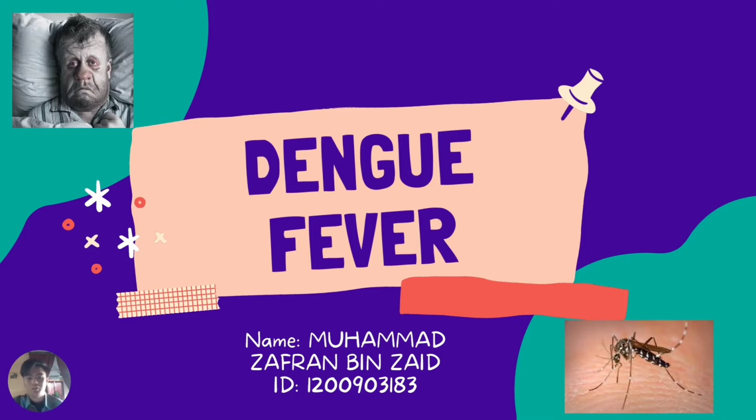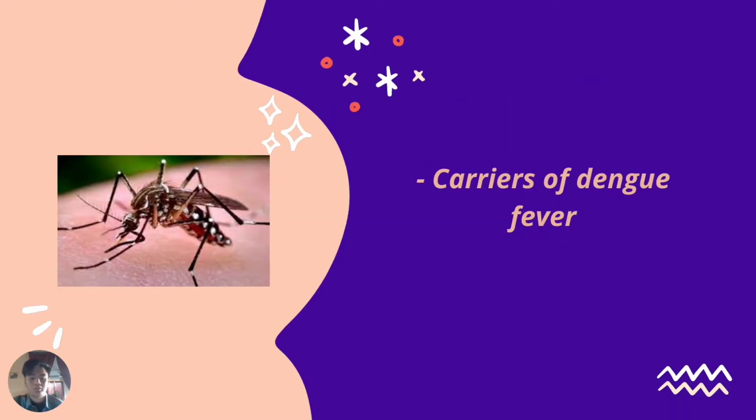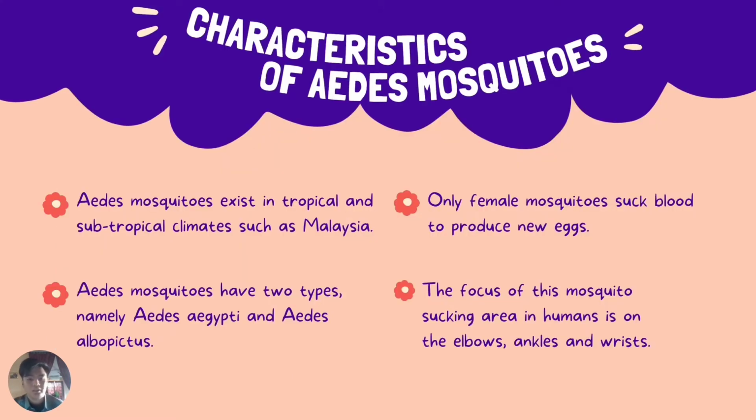I want to present about dengue fever. This is the Aedes mosquito, carrier of dengue fever. Characteristics of the Aedes mosquito: it is found in tropical and subtropical climates such as Malaysia. The Aedes mosquito has two types, namely Aedes aegypti and Aedes albopictus.